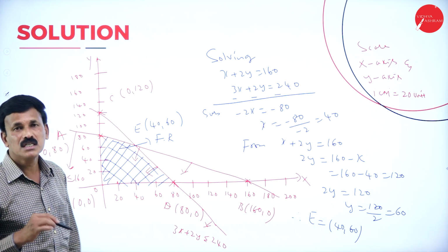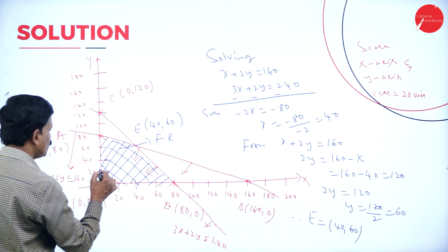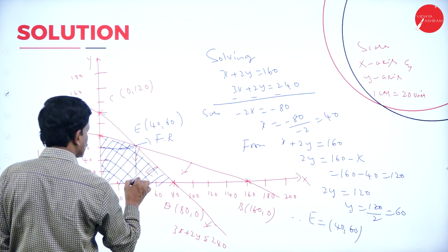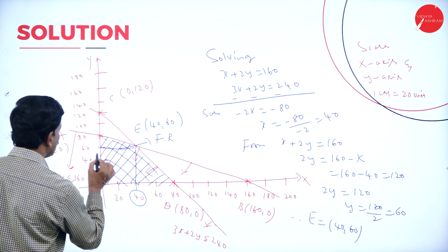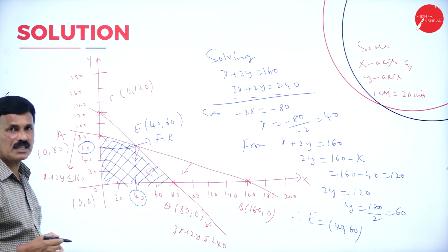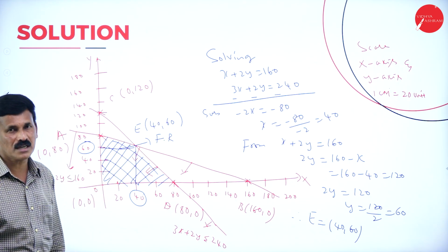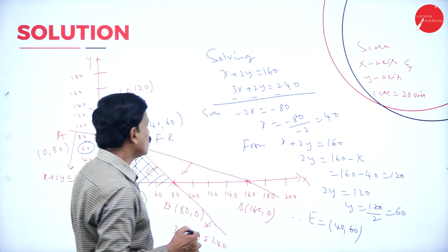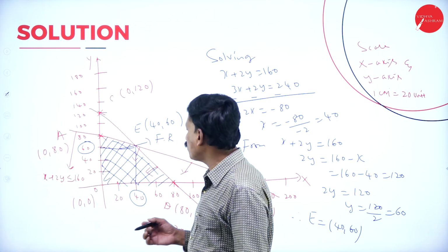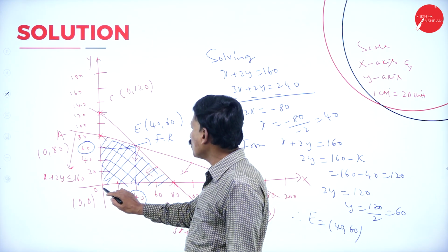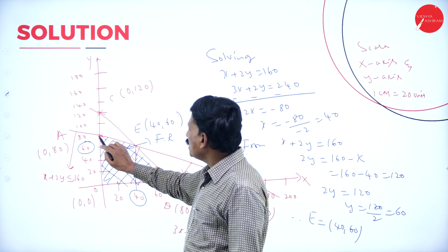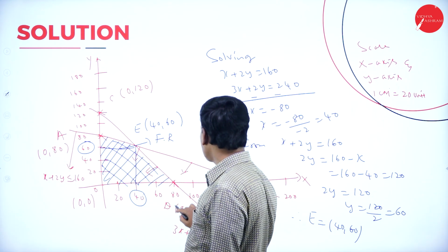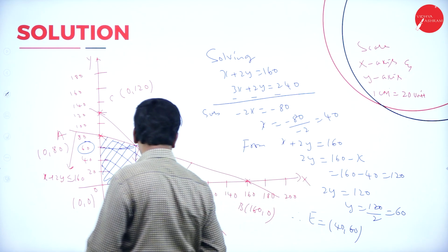Suppose you draw this on a graph sheet, straight away you can find out this point E. So, x is equal to 40 and y is equal to 60. If you mark neatly on the graph sheet, instead of solving, straight away you can put the point of contact E. Now, what are the corner points here? The corner points are 0, 0, A is 0, 80, E is 40, 60, and this point D is 80, 0. Now I will go to the next page.